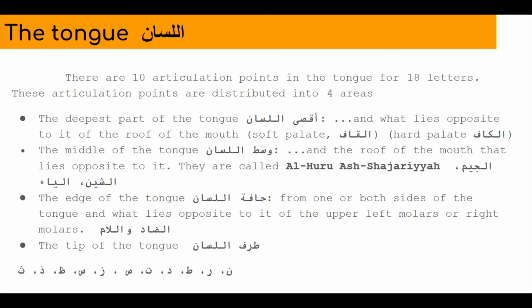The next point in the tongue is hafatul lisan, the side or the edge of the tongue, and we have al-dad wal-lam coming out from here. Al-dad is being pronounced from ihda or hafatay lisan. It is being pronounced from one or both sides of the tongue and what lies opposite to it of the upper left molars or right molars.